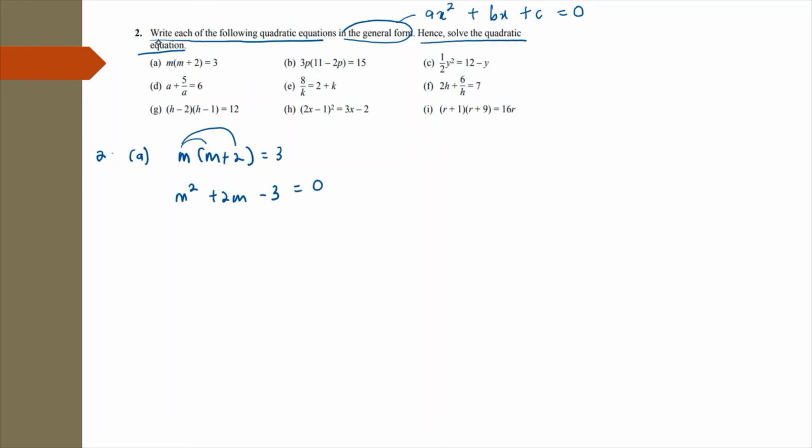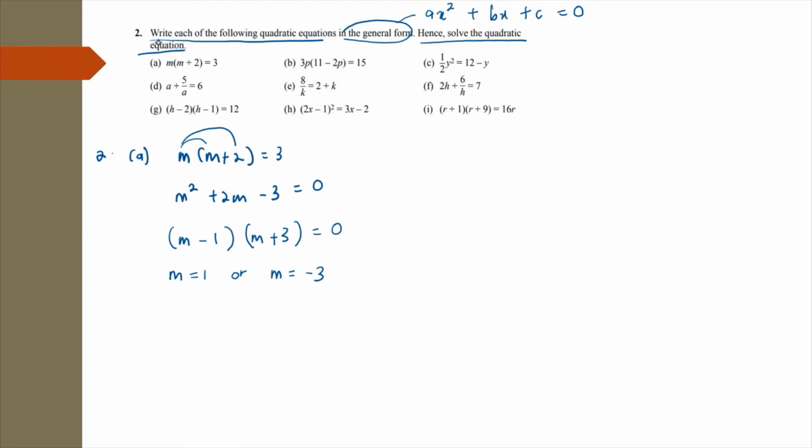So we can use the calculator. Press equal, then we will get m equal to 1 or m equal to -3. Don't forget to write brackets before you write your answer. Positive becomes (m - 1), from negative becomes positive (m + 3). So 1 and -3 are the roots of this quadratic equation.